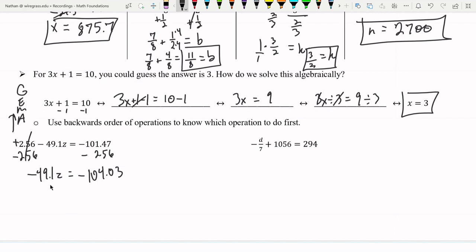Now, to finally solve this, I need to get the z by itself, and this number is multiplying the z. So we need to divide by 49.1, or negative 49.1, I should say. That way the whole thing cancels, and we're left with just z. Negative divided by negative is positive, and 104.03 divided by 49.1. I'm going to round this to two places. 2.12. That's my solution there.